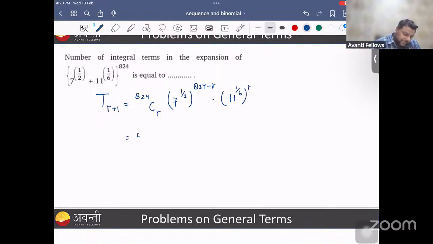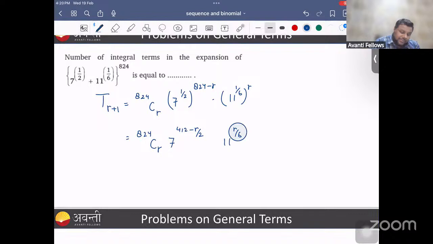Now it is 824Cr 7 to the power (412 minus r by 2) into 11 raised to the power r by 6. Now see, first of all, for the term to be an integer, this power should be an integer. Now this is not 6 by r, this is r by 6. R upon 6. So first of all, this power should be an integer.